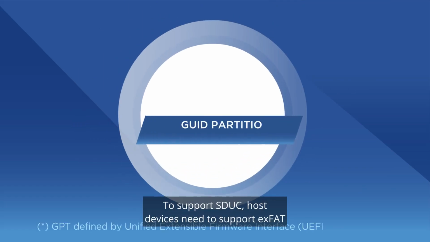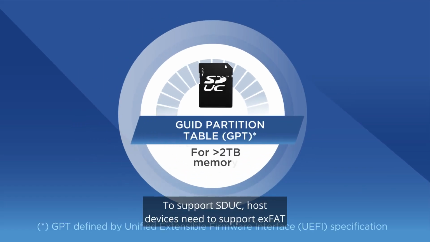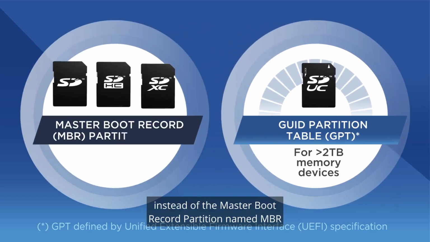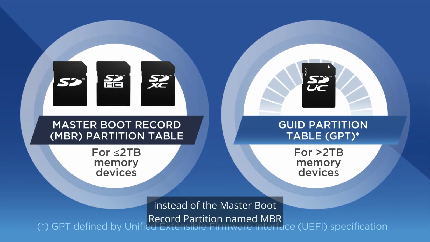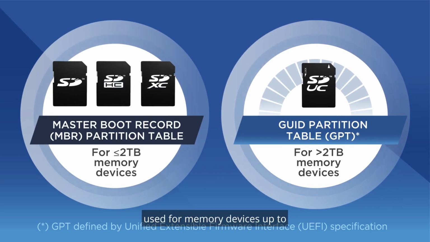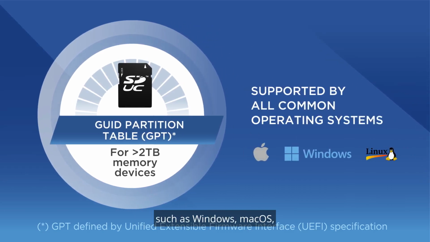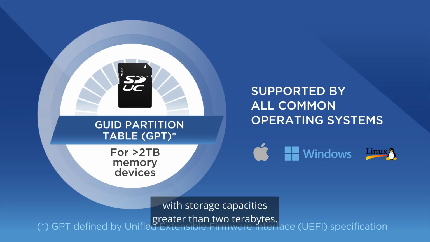To support SDUC, host devices need to support exFAT for mass storage above 2 terabytes using the GUID Partition Table, named GPT, instead of the Master Boot Record Partition, named MBR, used for memory devices up to and including 2 terabytes. GPT is commonly supported today by all common operating systems, such as Windows, macOS, and Linux for devices with storage capacities greater than 2 terabytes.